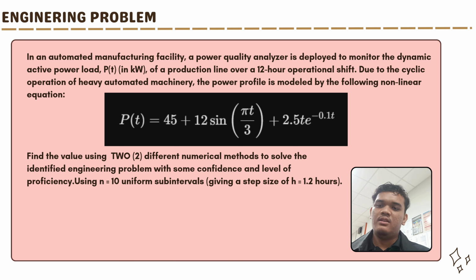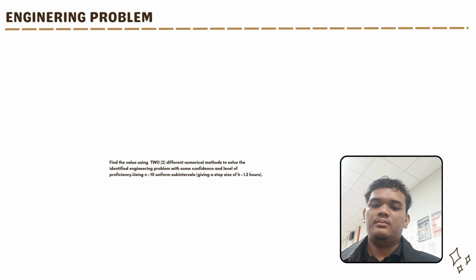You can see the equation we are given. Find the value of the total energy using two numerical methods to solve the engineering problem, with the same conditions and level of the power load, using n equal to 10 uniform subintervals, giving a step size of h equal to 1.2 hours.